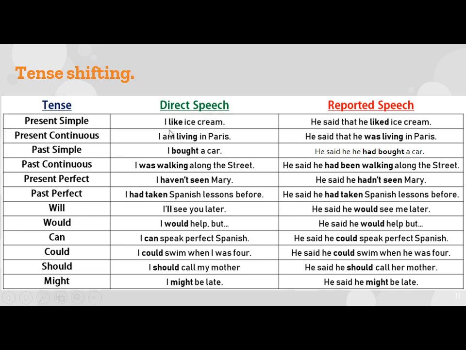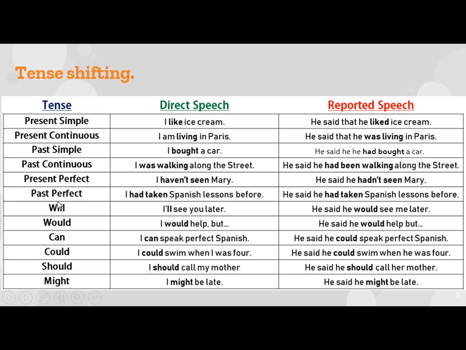If it is in the simple present, I like ice cream, so you're going to have the simple past form. He said that he liked ice cream. Present continuous, I am living in Paris. Then he said he was living in Paris. And then we had the simple past. We're going to have the past perfect. Then in the case of the past continuous, we're going to have the past perfect continuous. In the case of the present perfect, we're going to have the past perfect.